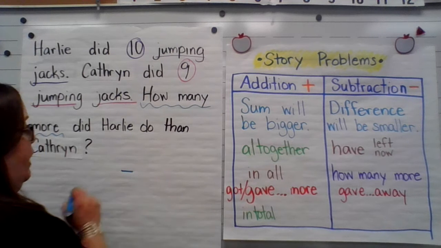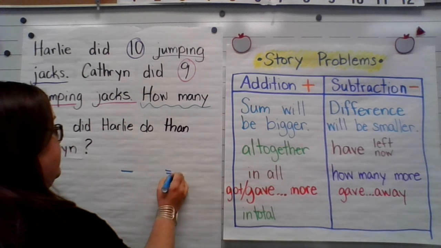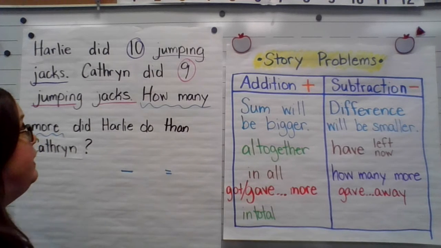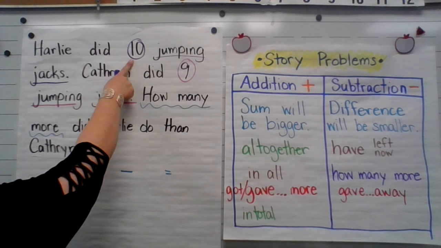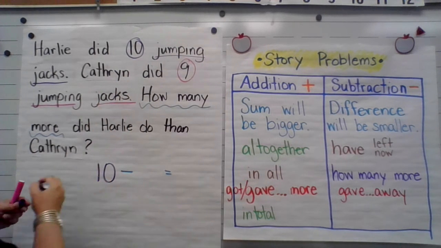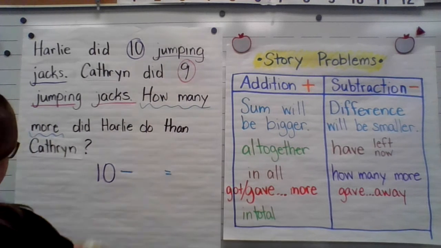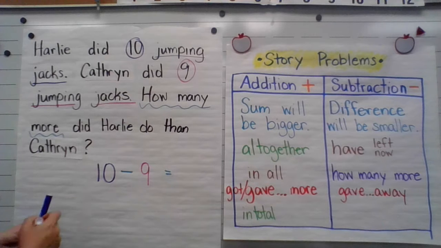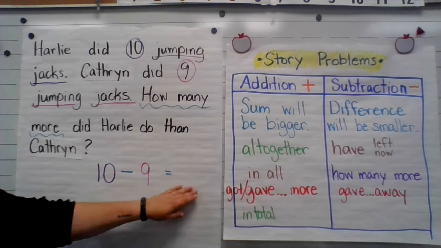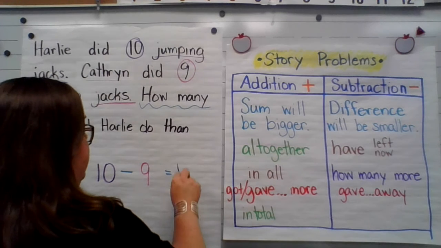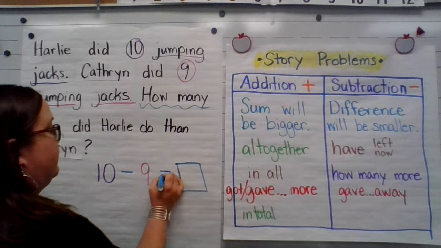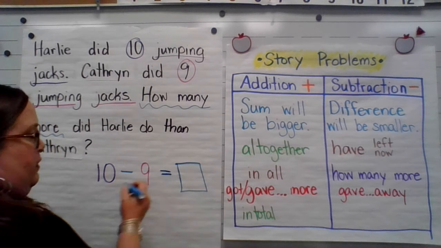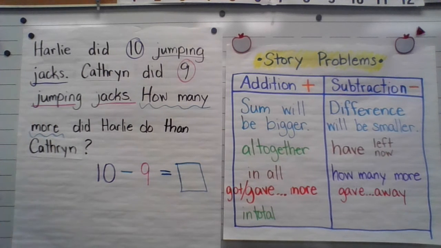So I'm going to use the minus sign, and I'll put my equal sign over here. Then we'll put the numbers in the number sentence. We start with the biggest number when we're subtracting, and that's 10. 10 minus the other number, 9. And we have to figure out our answer, which would be equals, we don't know. So we'll just put a little box there, and we'll fill it in, okay? You know what? I'm going to make my equal sign a little bit bigger. There we go. Make sure that you can see it on the camera.